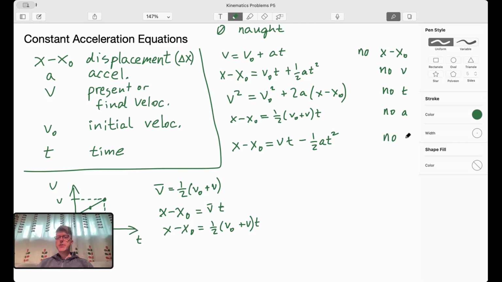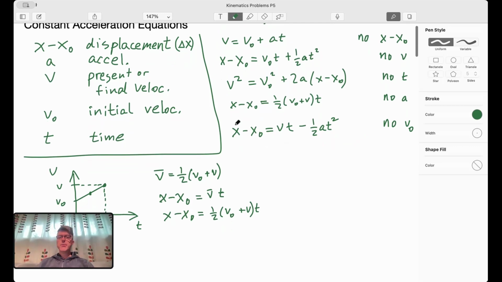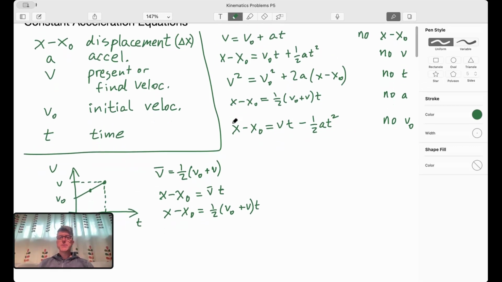So now you have an equation for, as long as we have constant acceleration. If we don't have constant acceleration, we can't use any of this. So we can only use it if we have constant acceleration. But that's a lot of situations.